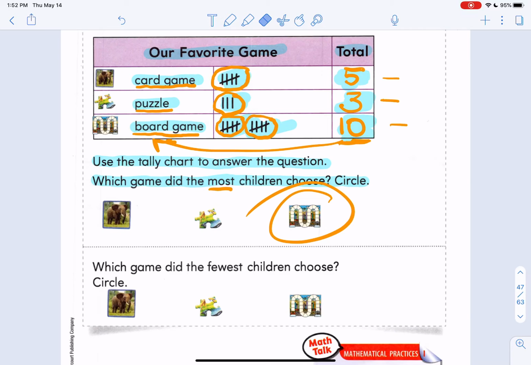Now let me erase all of this. Oops, I probably shouldn't have erased that. Who did that? Who can I blame? Okay, I'm going to erase all of this.